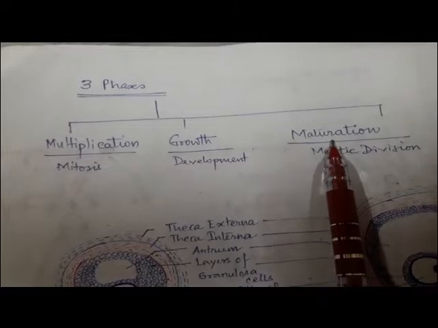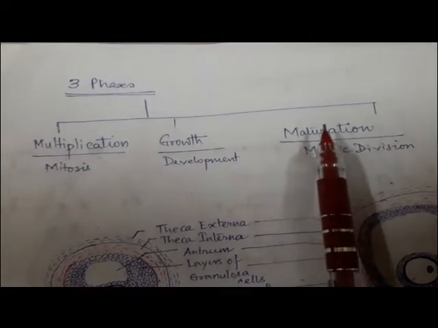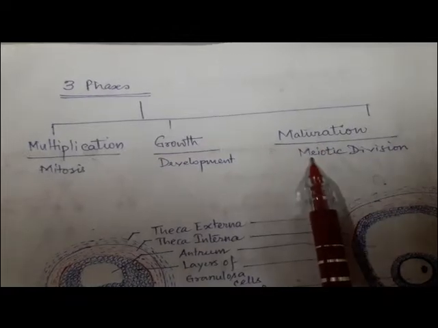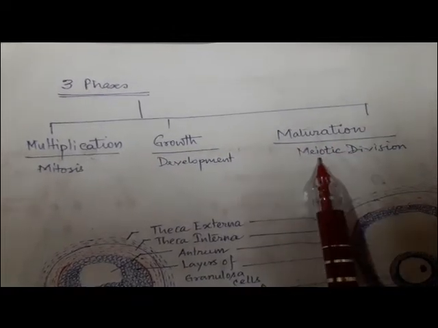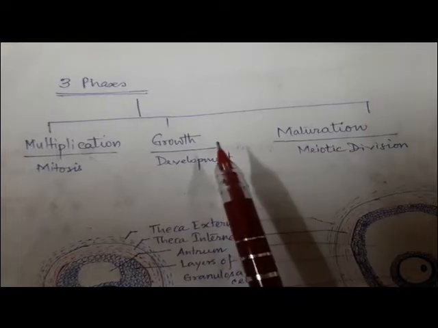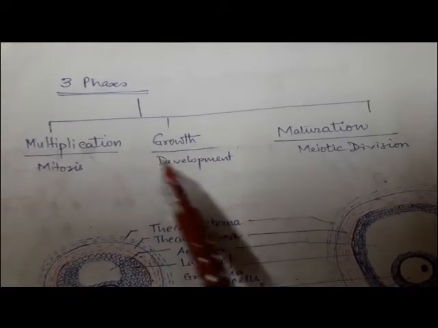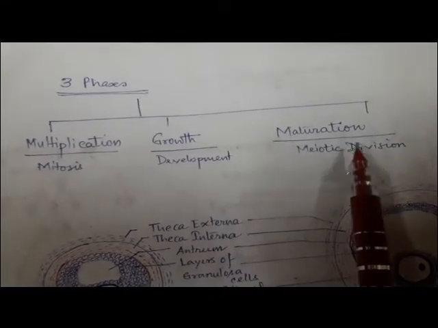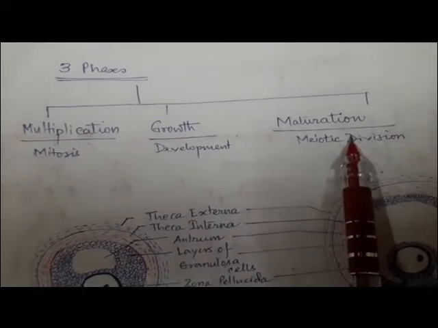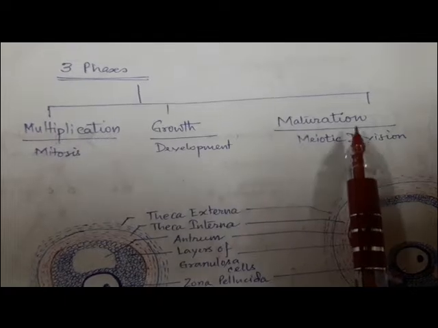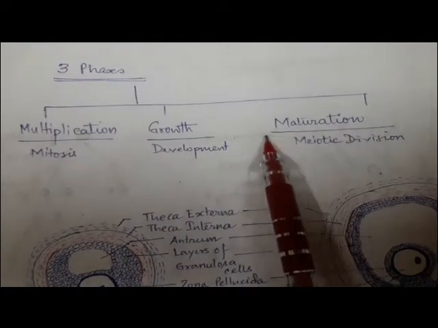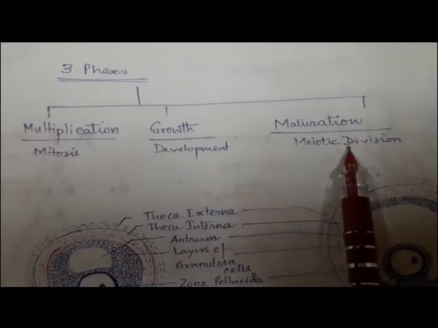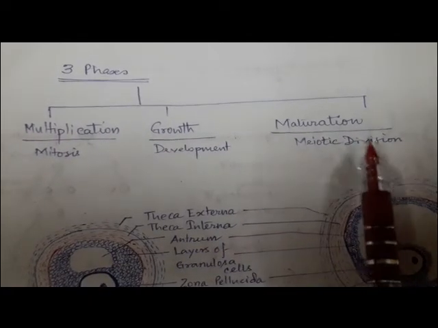The last phase is the maturation phase, where meiotic division takes place, meiosis occurs, and due to this meiosis, it is the primary oocyte which was developing. The primary oocyte undergoes meiotic division to form a secondary oocyte, and along with that there is also a polar body.